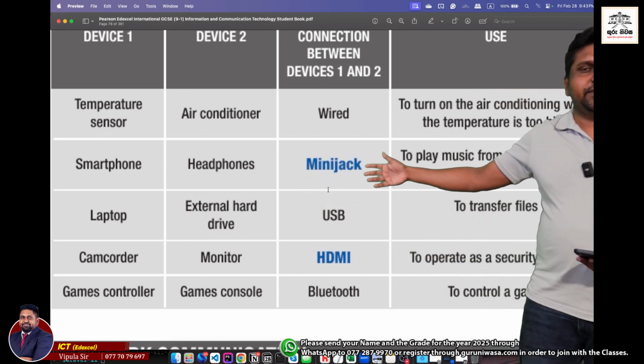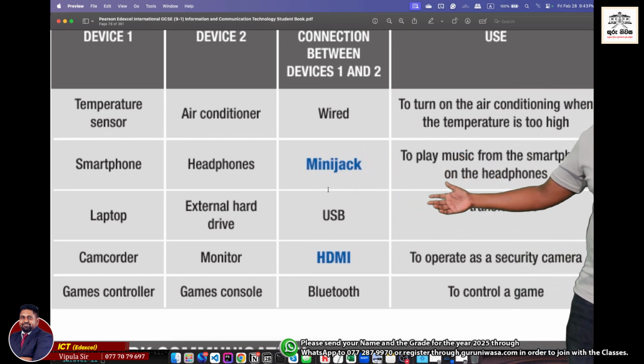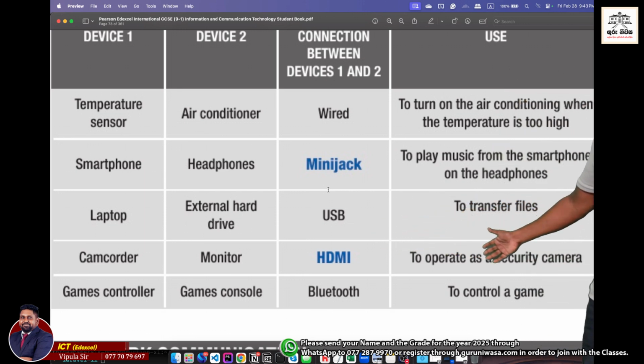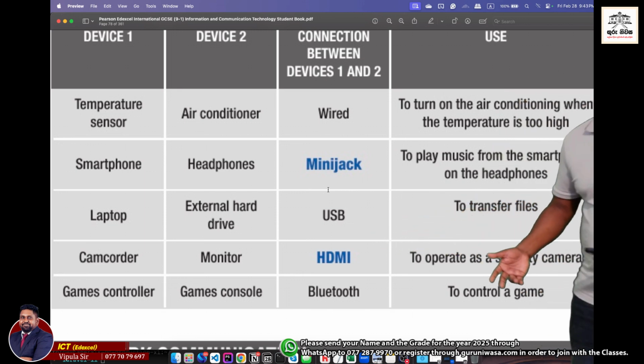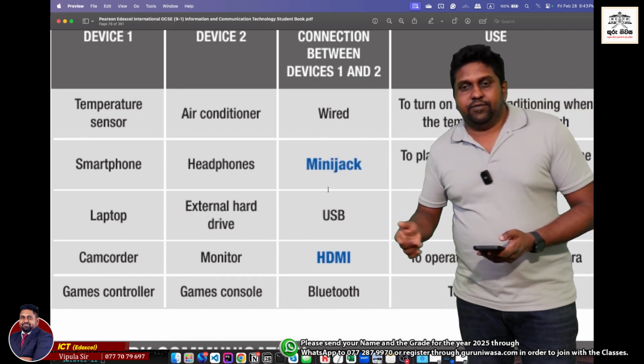Okay, so the final one is game controllers. You know how it works. So we have the game controllers, which are connected through Bluetooth to the console. What it will do is it will let you control the game or the console itself, right? So that's how these devices work.